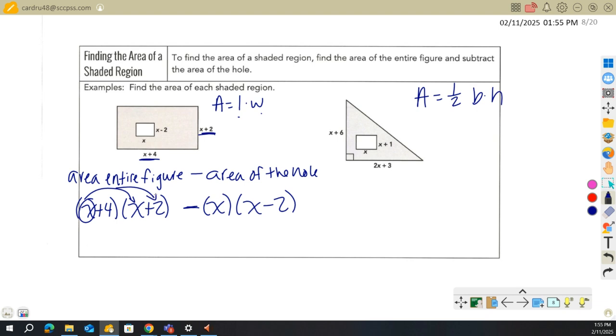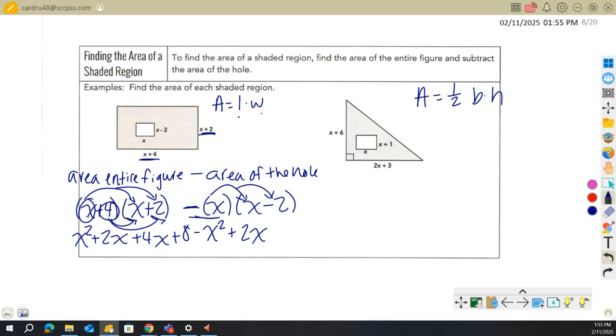So x times x is x squared. x times 2 is 2x. And then this 4. 4 times x is 4x. 4 times 2 is 8. And then here I have a monomial, negative x, and that's being distributed out to the x minus 2. So negative x times x is negative x squared. And then negative x times negative 2 is a positive 2x.